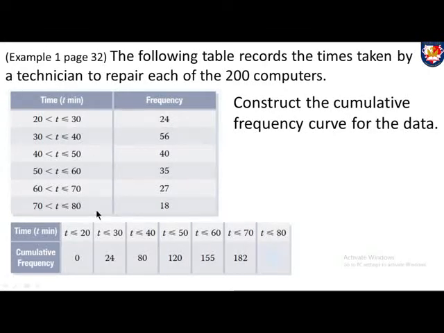So all the rows less than 80. You need to add all these numbers together: 24 plus 56 plus 40 plus 35 plus 27 plus 18 is equal to 200. Remember, the total needs to be 200. They will be the same.